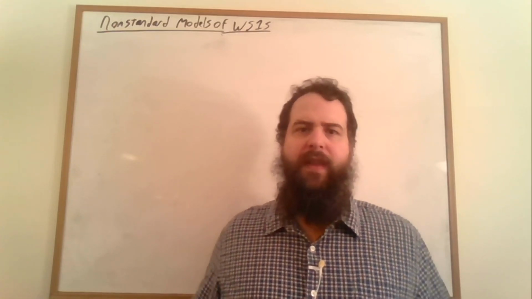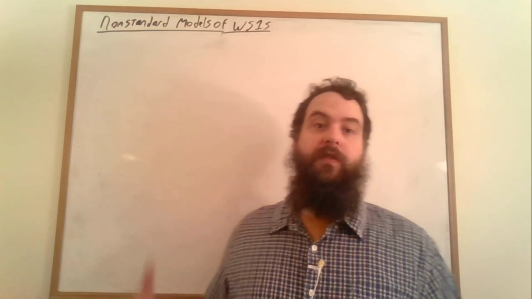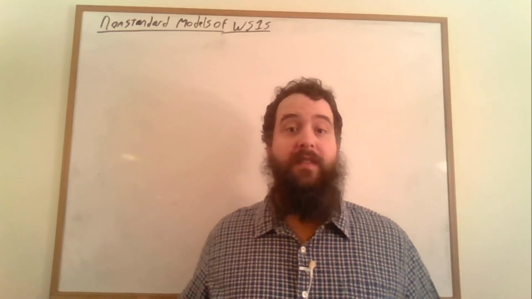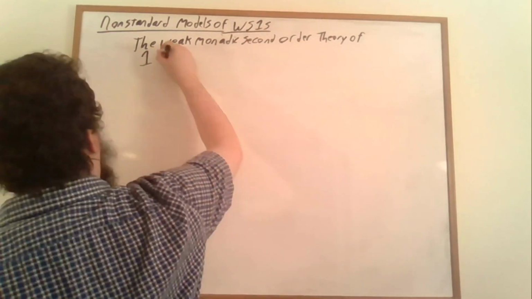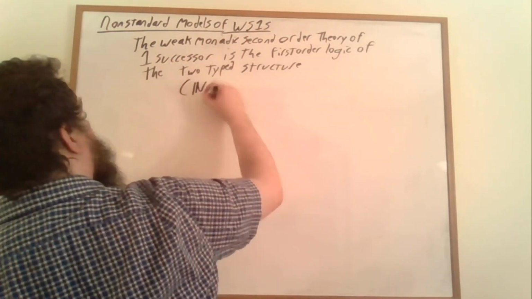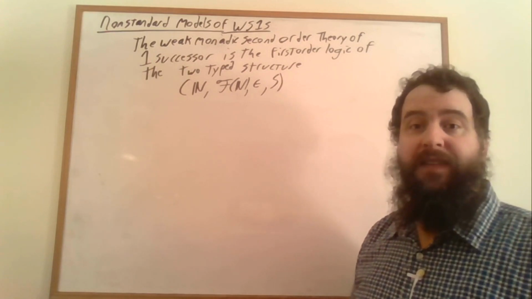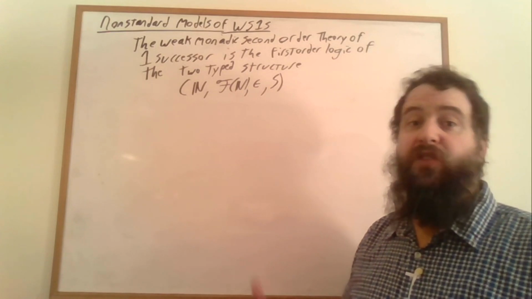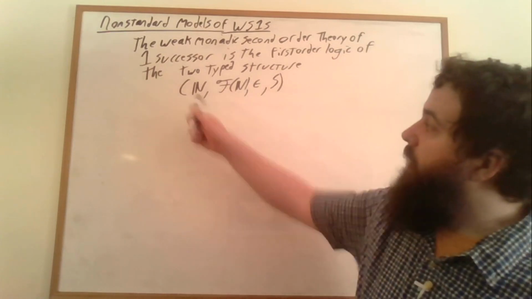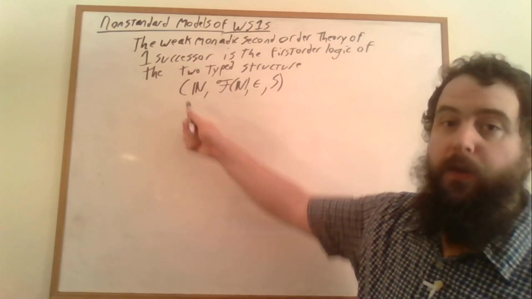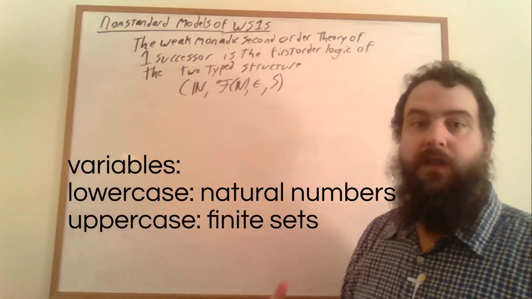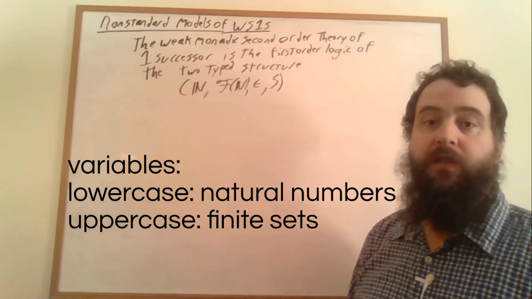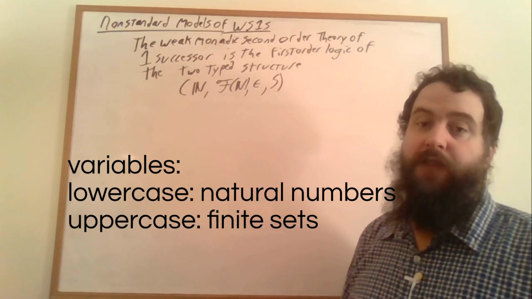Hello, in this video I'd like to outline my approach towards studying the non-standard models of the weak monadic second-order theory of one successor. Recall that the weak monadic second-order theory of one successor is the first-order logic of a two-typed structure that has both a type for natural numbers, so we can have variables and expressions that represent natural numbers, and we can also have variables and expressions that represent finite sets of natural numbers.